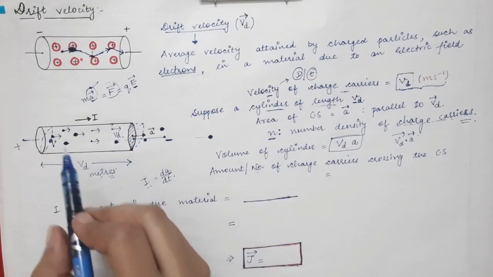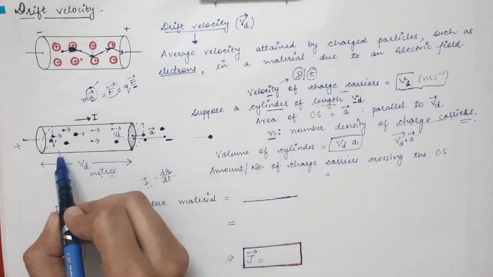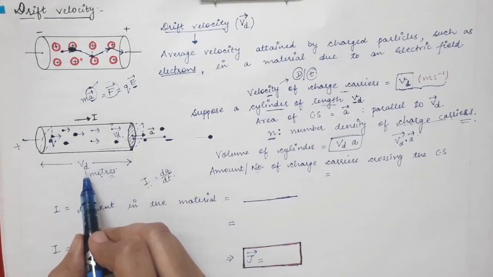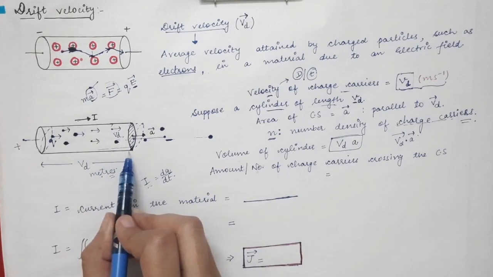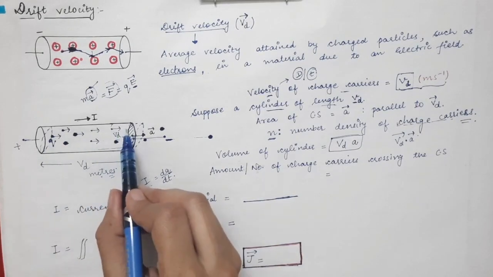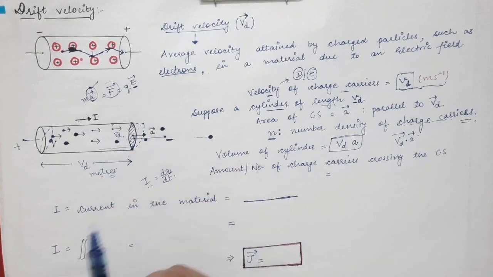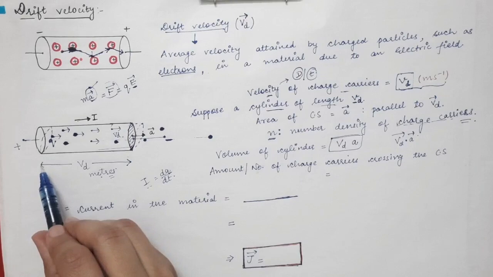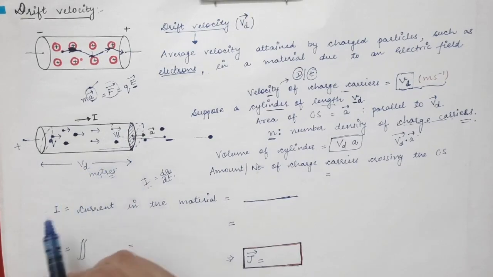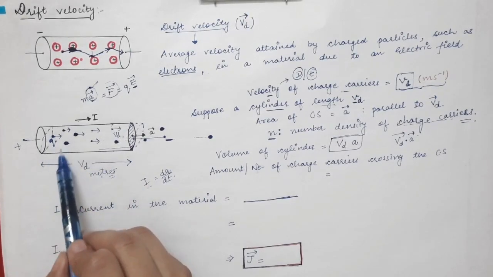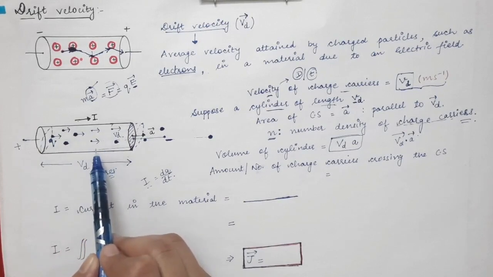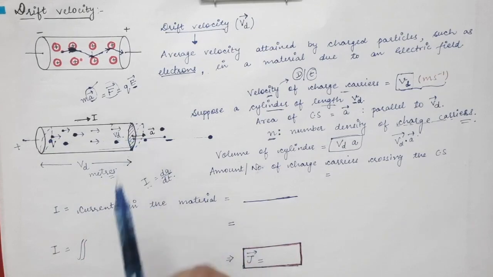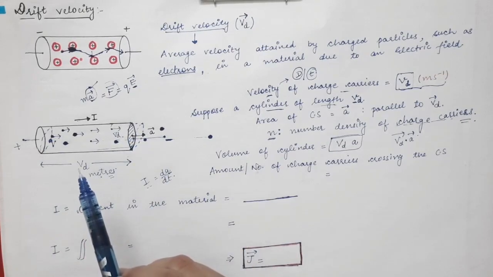Similarly, all the charge carriers which are present in this VD meters of length in the conducting material will definitely cross this surface. So this is the idea why I took the conducting material of length VD meters, because all the charge carriers present in this volume will definitely cross this area in 1 second.